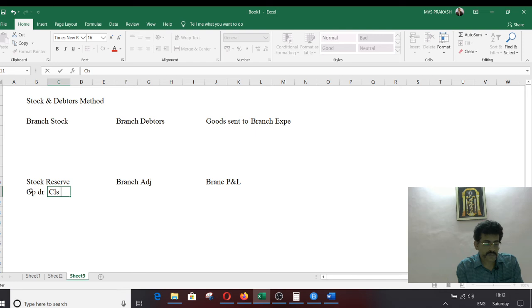Loading on the closing stock will be credited. Where are you taking this? This will be taken to something called our branch adjustment account. So the stock reserve account will be debited with what? To branch adjustment account. Stock reserve account will be credited with to branch adjustment account. So ultimately the reserve will be transferred to the branch adjustment account. Then finally, as we have discussed, wherever any loss is there, the profit element loaded on that will be transferred to your branch adjustment account. Cost will be transferred to your profit and loss account.